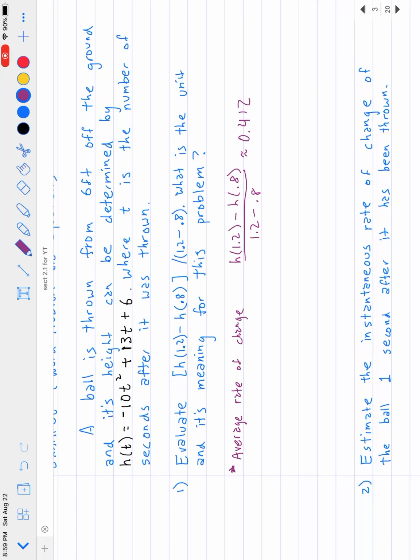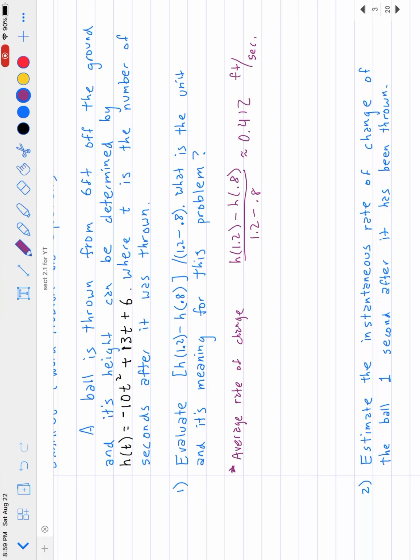0.412, just so that we round it off to 3 decimal places. And by the way, all AP tests will ask you to round to 3 decimal places 99% of the time. So that's going to be our average rate of change, and the unit for this is the change in height over the change in time, so it's feet per, what was it, seconds? I think that was the unit I was using.